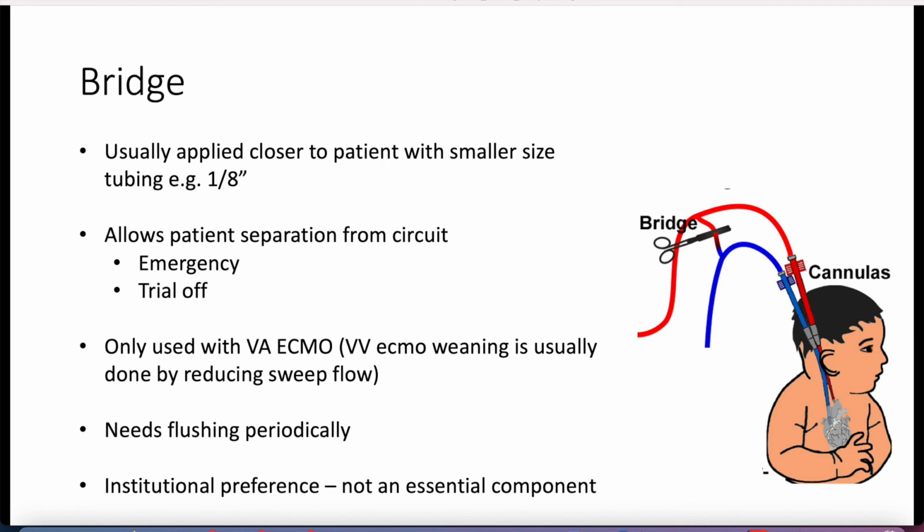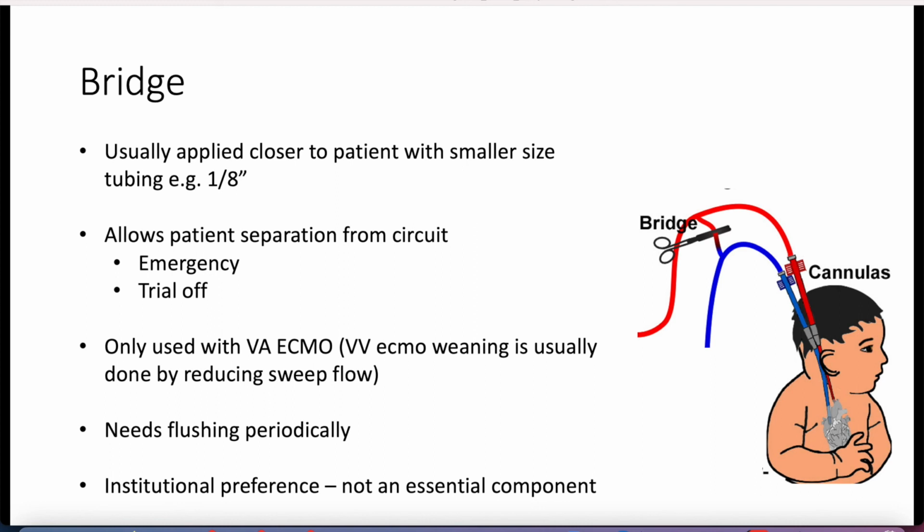Similarly, the bridge could be used to circulate the blood through the ECMO circuit during periods of trial off. For example, if you want to assess if the patient will be okay without ECMO, you could isolate the patient by clamping again the return and the drainage lines, and keep the blood circulating through the bridge to prevent the circuit from clotting. This gives you an opportunity to assess the patient over a longer period of time to have more confidence in your decision making about decannulation.